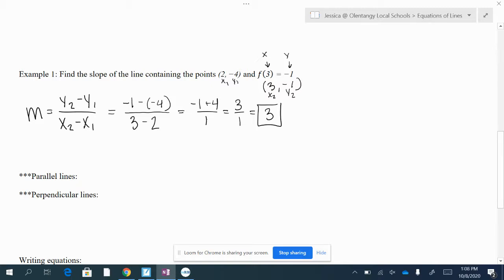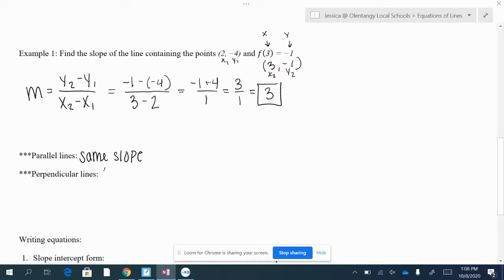So a quick review on parallel lines and perpendicular lines. Parallel lines have the same slope. So you know that 2 lines are going to be parallel if they have the same exact number for slope. And then perpendicular lines, they are going to be the opposite reciprocal.